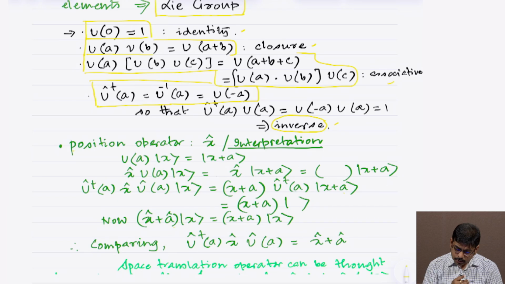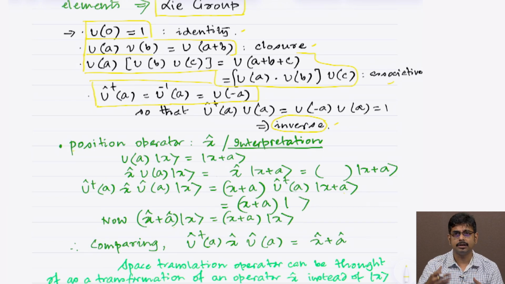Now, I would like to see an interpretation of UA more closely. Can I explicitly, because here I have expressed it all vaguely. What is the mathematical operation of UA that we are talking about, which takes you from the ket x to x plus a? How exactly can I think of it in terms of an operator?